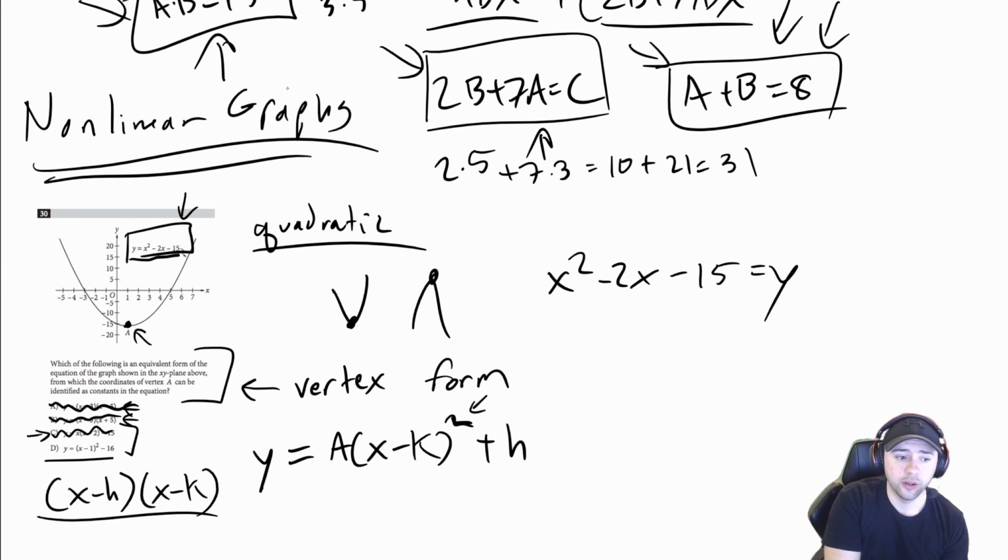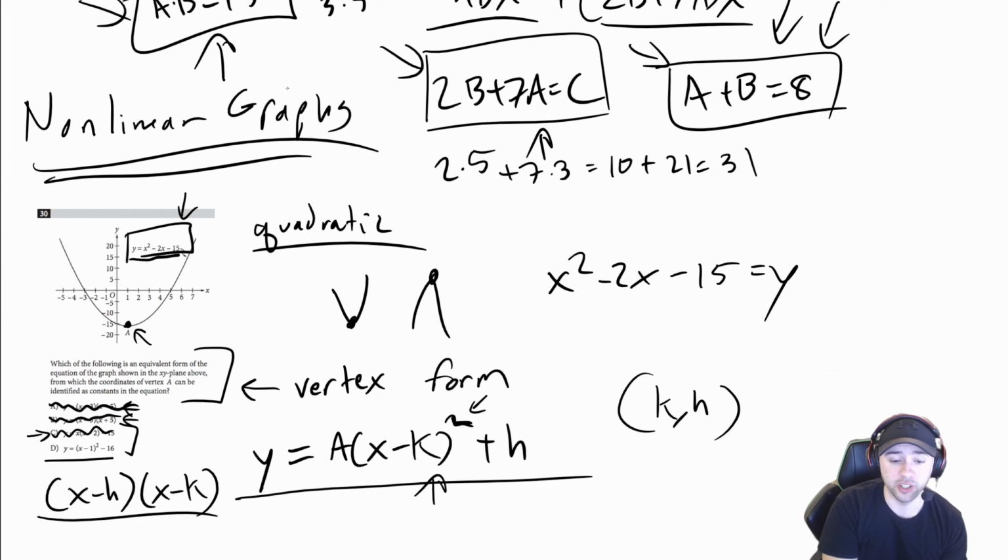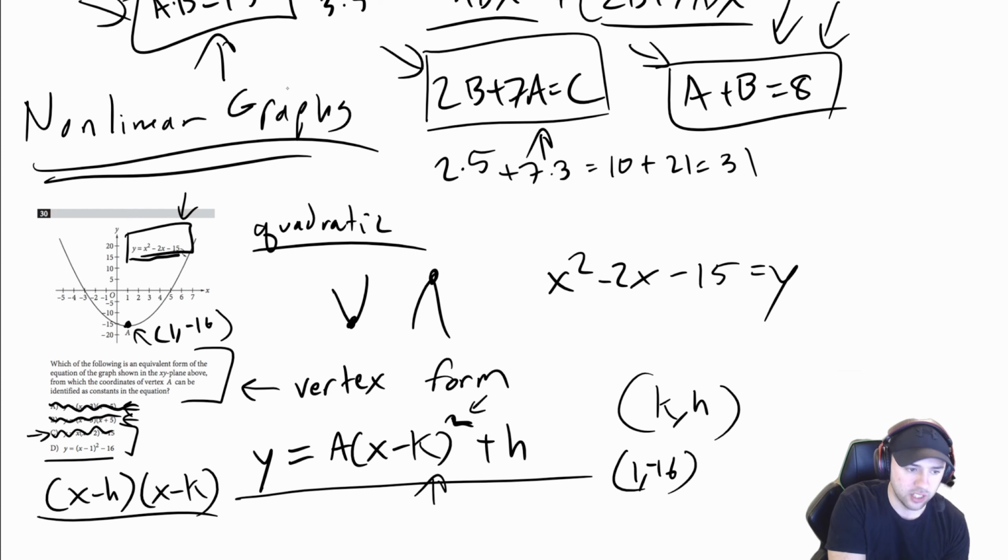And if we look, we can actually identify the vertex from the fact that k comma h is going to be the vertex in vertex form if you have it written like this. So from this option choice D, 1 comma 16, or sorry, negative 16 would be the vertex. And if we look at this point, it does appear to be at 1 comma negative 16. So D is the correct option.